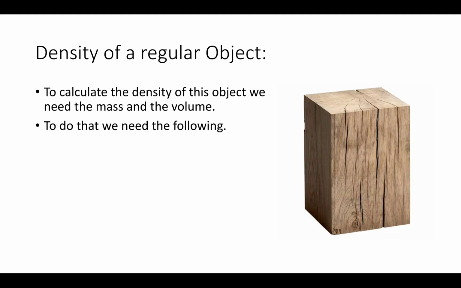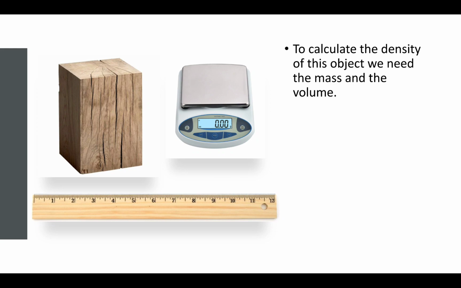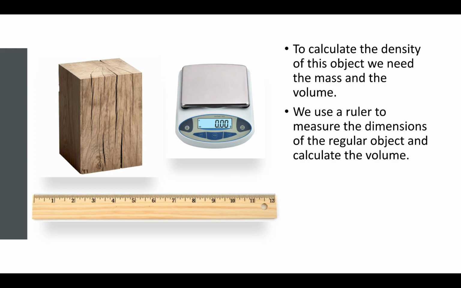So, density of regular objects, like this piece of wood. To calculate the density of this object, we need the mass and the volume, because obviously the density equation is mass divided by volume. To do that, we need the following. We use a ruler to measure the dimensions of the regular object and calculate the volume. So we've got length, width, and depth. And obviously to find the volume of a cuboid, we just multiply those quantities together. So we can do that using a ruler.